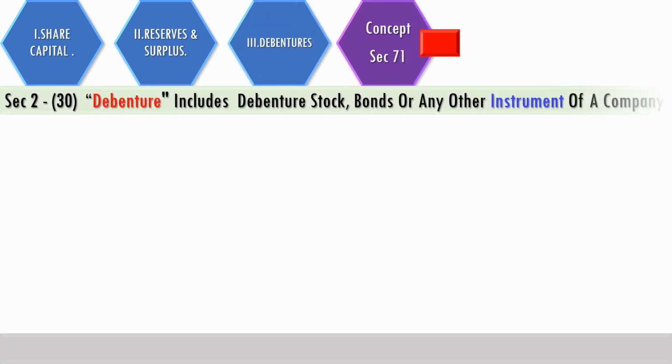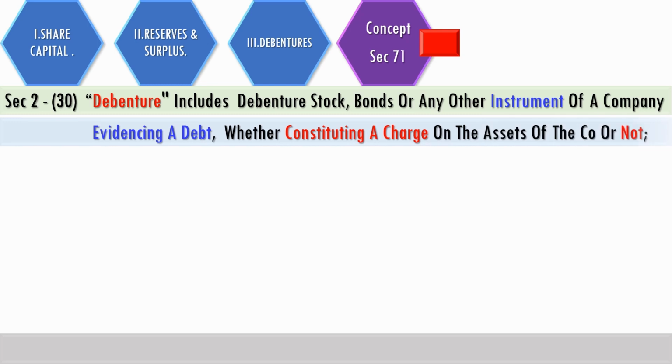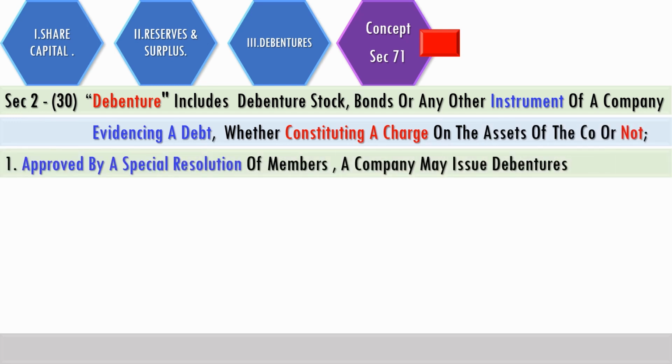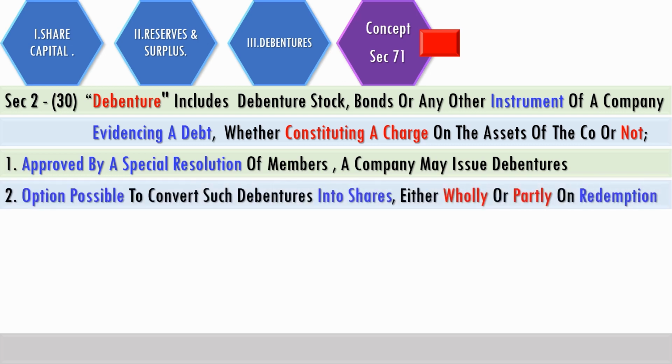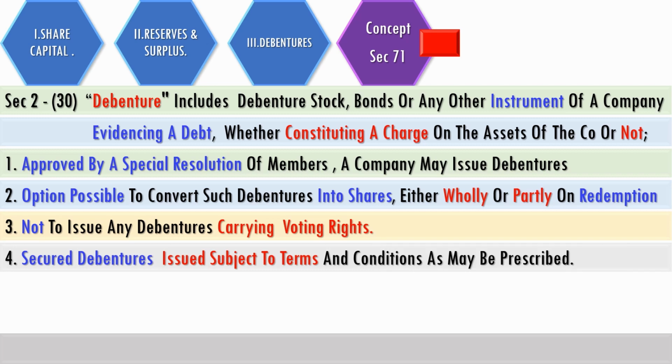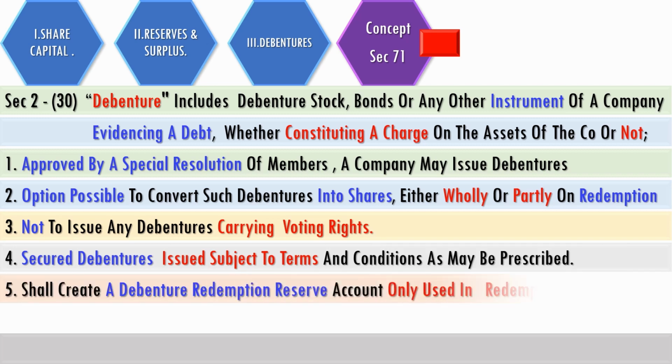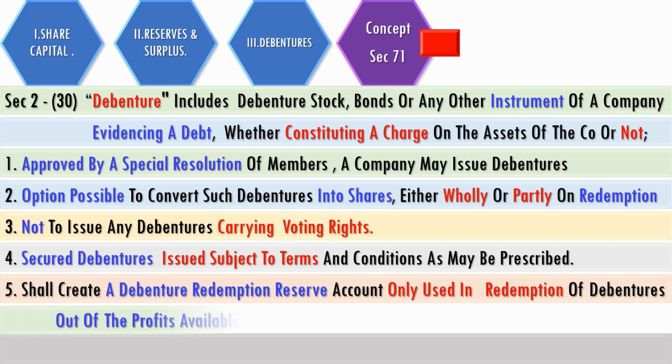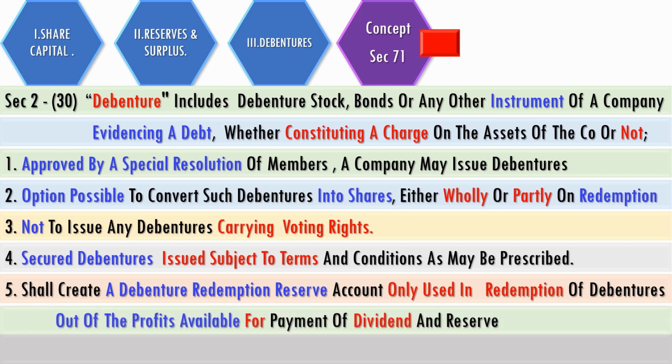Debenture is an instrument evidencing debt. It may constitute a charge on the assets of the company. It is issued after approval by a special resolution from members. It will have option of convertibility on redemption wholly or partly. A debenture shall not carry any voting rights. Secured debentures are issued subject to terms and conditions. A company shall create a debenture redemption reserve to be used only for redemption of debentures, and it is created out of profits available for payment of dividend.